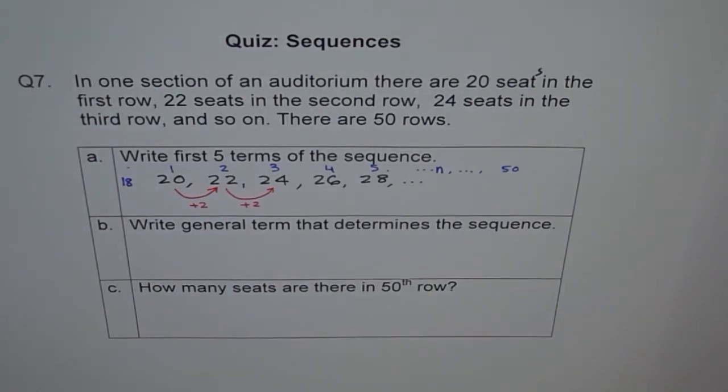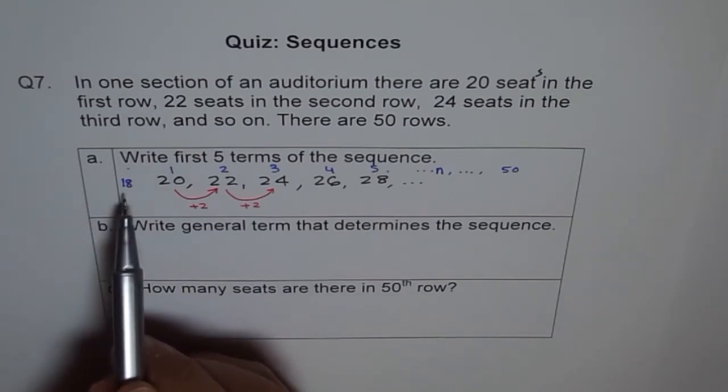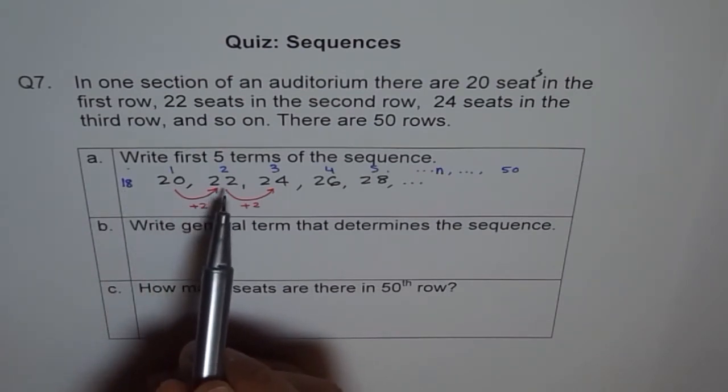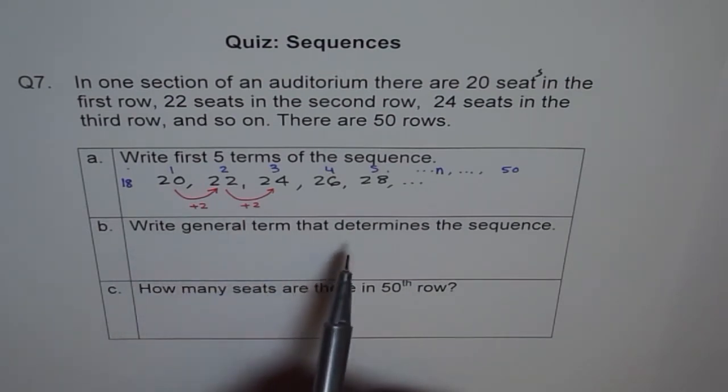So this kind of gives us a hint on what the equation should be. If you remember the line equation, y equals mx plus b, where b is the y-intercept, the value of the function at x equals 0. So that is the 0th term. Do you see that? 18. And this is kind of the slope too. And therefore, that gives us an idea. Write the general term that determines the sequence.